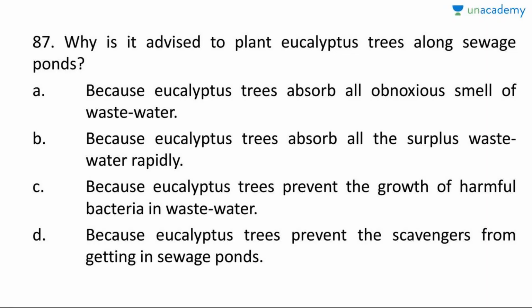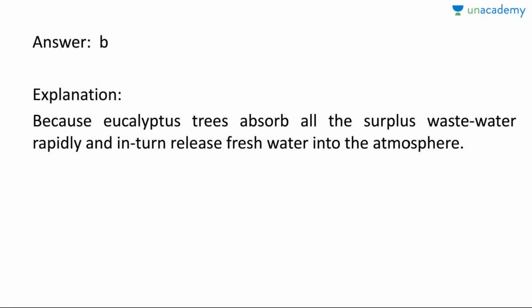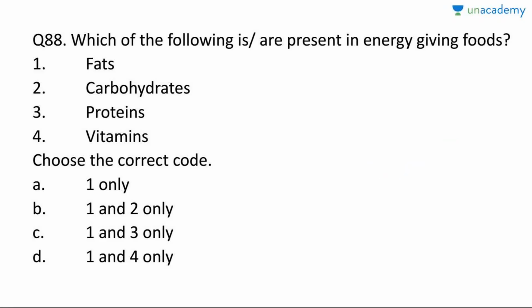Okay. Question number 87. Why is it advised to plant eucalyptus trees along the sewage ponds? Because wastewater is water where many plants will not grow, but eucalyptus trees absorb all the surplus wastewater very rapidly. So your answer is B. Okay. So the eucalyptus tree will absorb all the surplus wastewater rapidly, and in turn will release the fresh water into the atmosphere eventually.